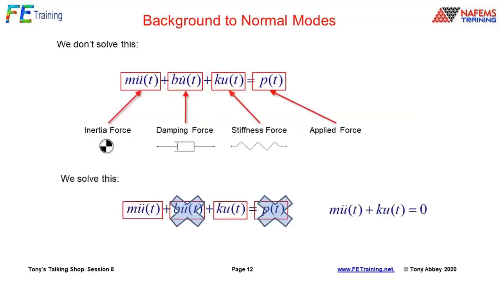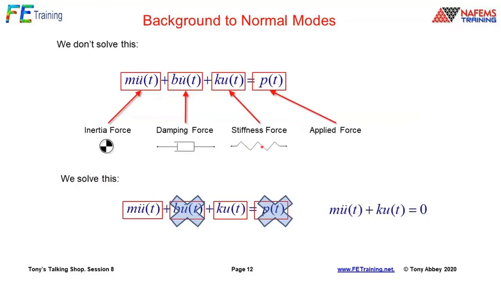The only trouble is that we don't solve the full equation of motion. This would be mass times acceleration, damping times velocity, stiffness times deflection equals our force. This is our equation of motion. These are our typical symbols here.